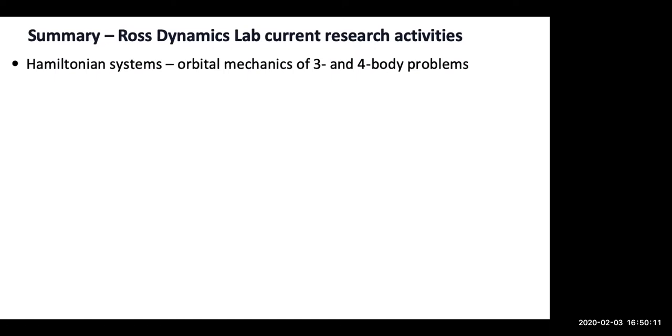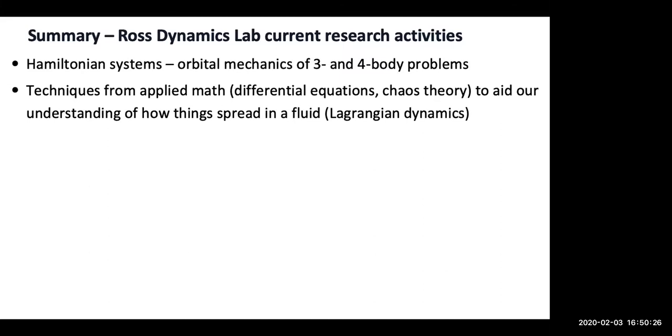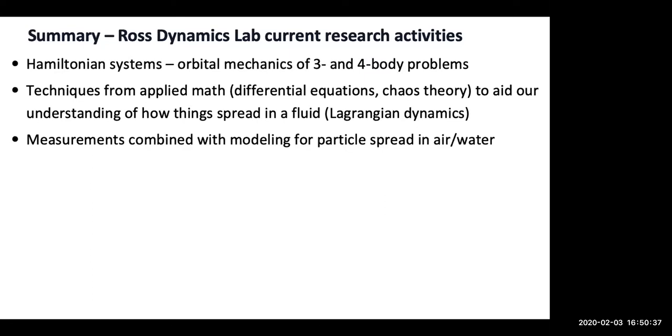Who knows? So just to summarize, we study Hamiltonian systems, and I focus a lot on the orbital mechanics of 3 and 4 body problems, but Hamiltonian systems is a larger topic. There are also these Lagrangian coherent structures that help us understand where particles will accumulate in fluid flows, and we've applied it to ocean and atmospheric dynamics. In my lab, we like to do measurements combined with modeling for how things spread. And then we're also looking at new mechanisms of gliding flight, like the snake and the maple seed.